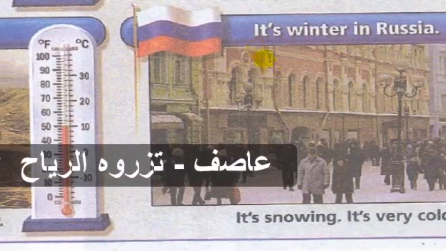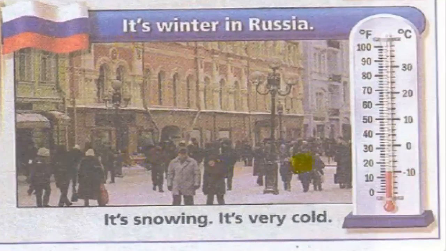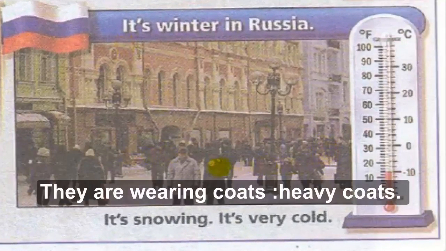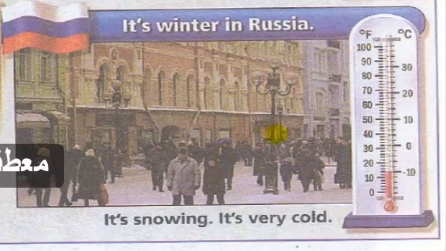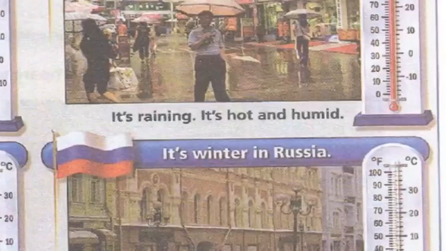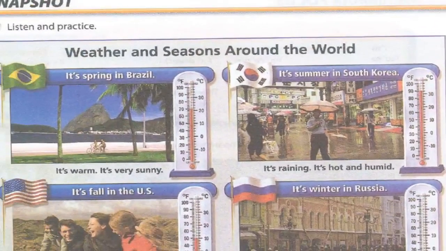Picture 4. Look at the picture. They're wearing coats, heavy coats. Where are they? They're in Russia. It's winter in Russia. It's snowing. It's very cold. Page 25, exercise 7, snapshot.